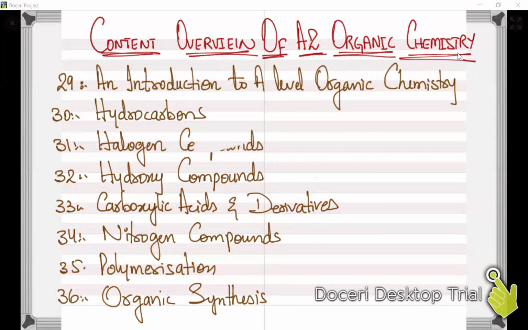Okay, so today we're going to begin with the course of organic chemistry for A2 students. This is the outline which is being taken from the Cambridge International course. And it talks about what? It tells you that the topics that will be included in the organic chemistry for A2 chemistry would be introduction to A level organic chemistry, then hydrocarbons, halogen compounds, hydroxy compounds, carboxylic, nitrogen, polymerization, or organic synthesis.